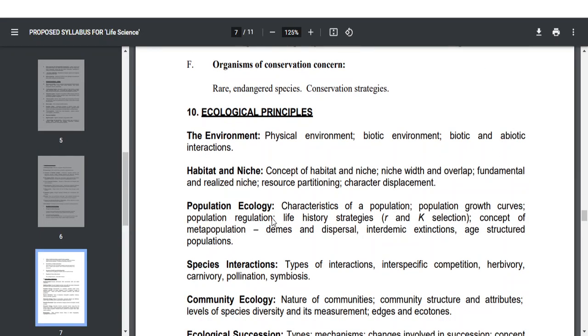Next is the 10th unit, that is ecology. You can refer to Pathfinder. There is a specific Pathfinder book for ecology and environment, a separate book that is available. So you can get that book and study from it. If I get the link, I'll add it in the description box of this video.